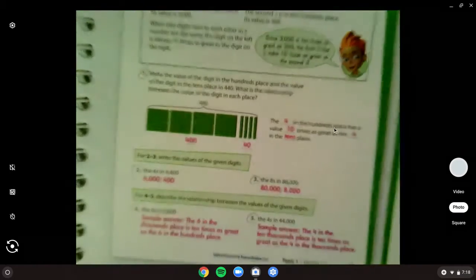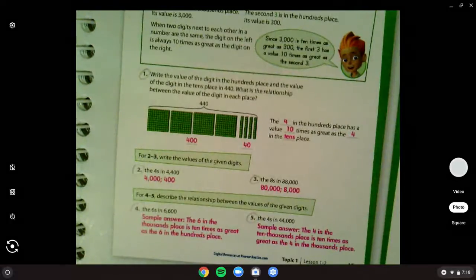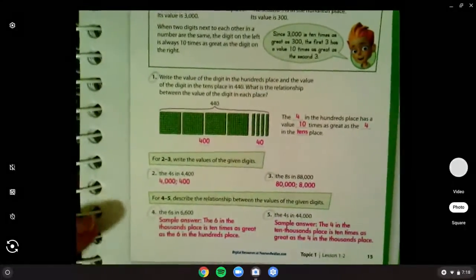Remember, if I'm going too fast, you can always rewind the video and watch again, or you can pause it too, especially during work times.